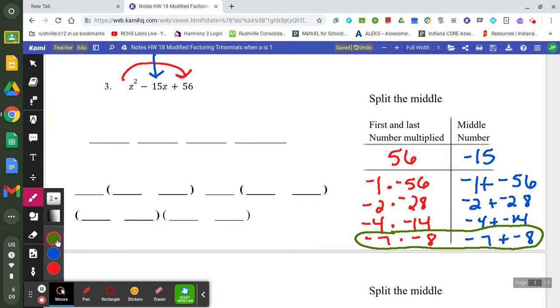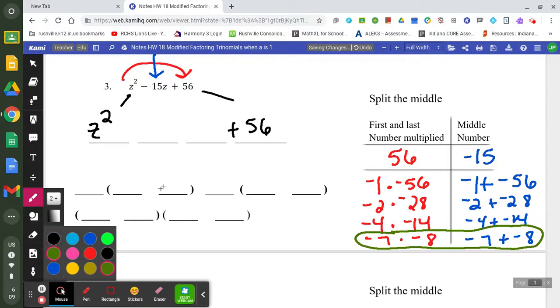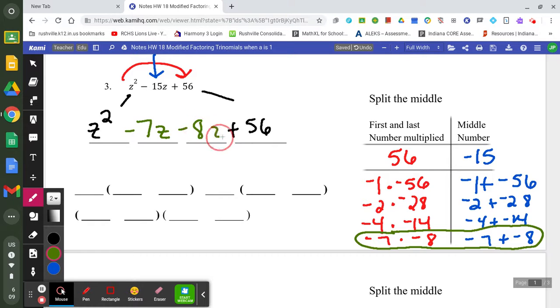So up here, my first term is z squared. My last term is plus 56. My inside terms are negative 7z minus 8z. I will group the first two, group the second two. My greatest common factor here is Z.